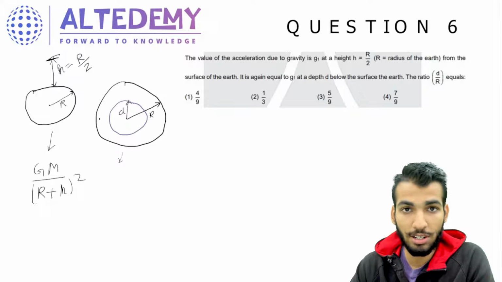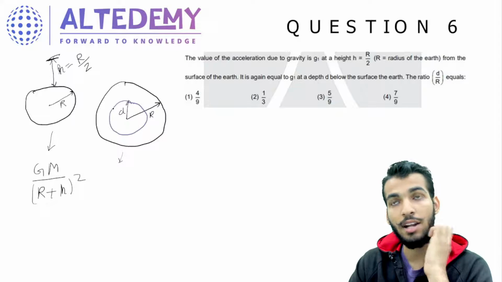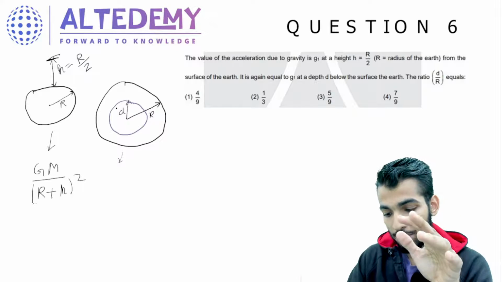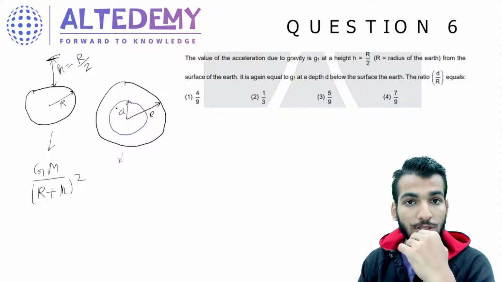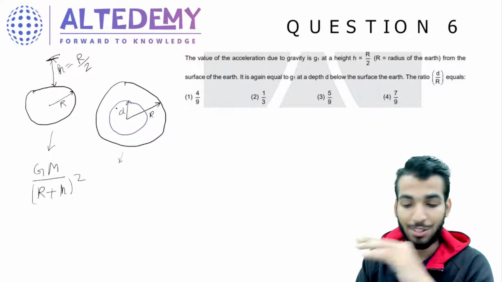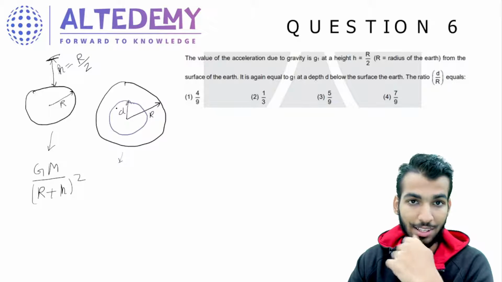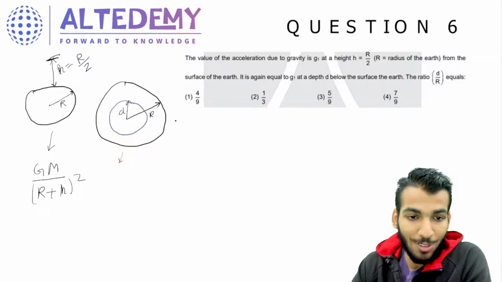Of course, h is R by 2, but we can write that later, because first we need a clear understanding, and we need to have these formulas memorized in our mind. We should not stutter when we think about formulas. We should have this as clear as day, as crystal clear as possible. All right, let's move on to this question.